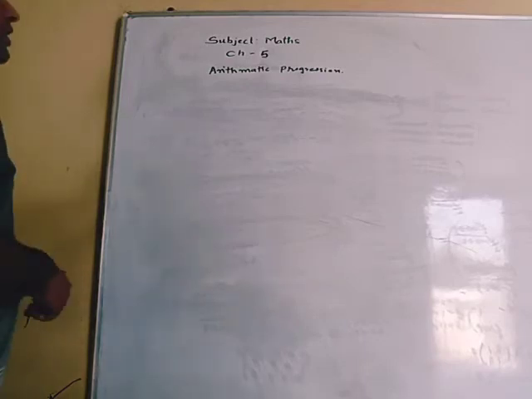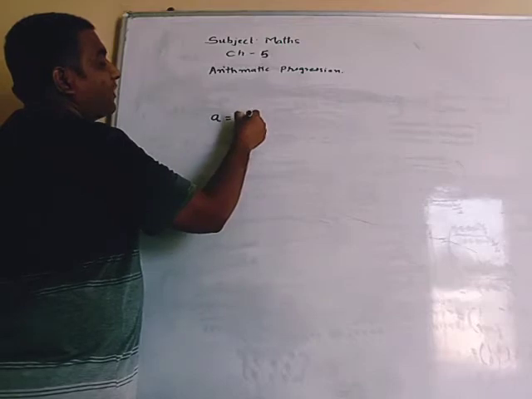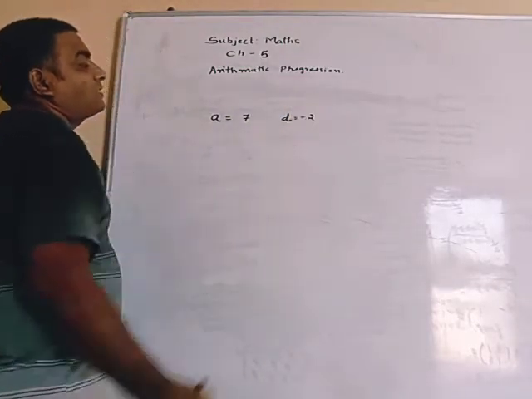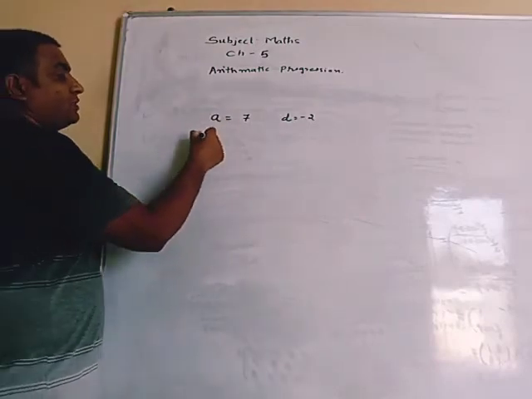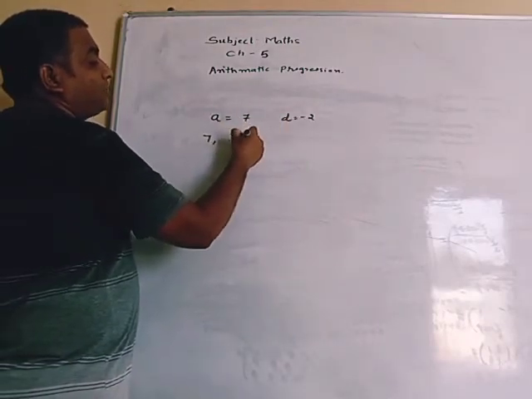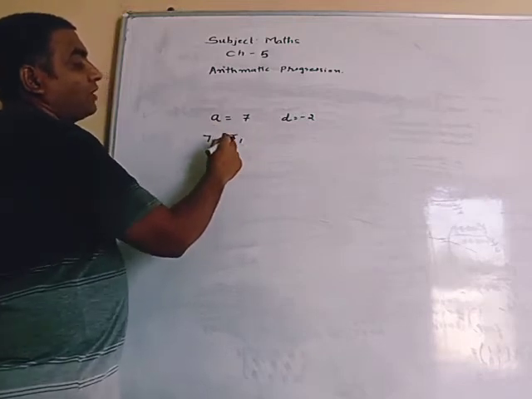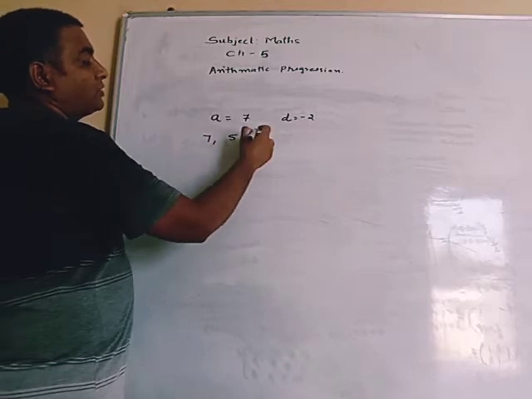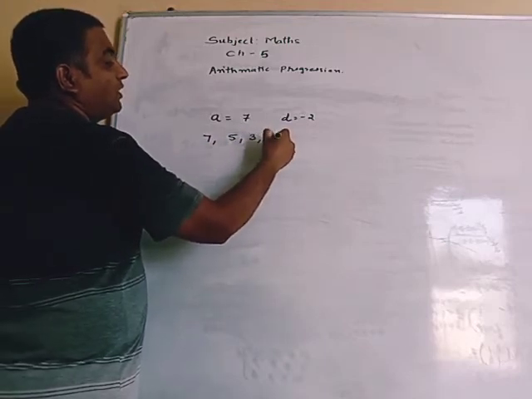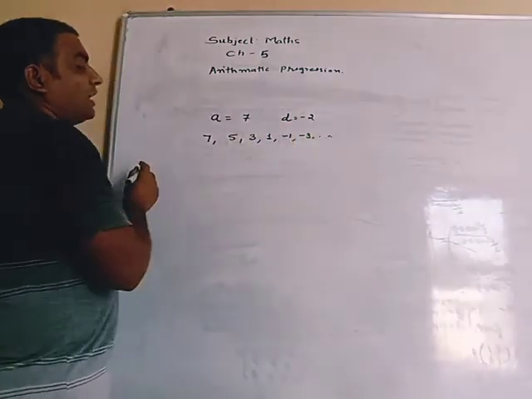Now, if somebody tells us that the first term a equals 7 and the common difference d equals -2, and asks us to write such an AP, then we start with the first term 7. The second term is 7 plus -2, which means 5. The third term is 5 plus -2, which means 3. 3 plus -2 means 1. 1 minus 2 is -1, then -3. So this is our AP.